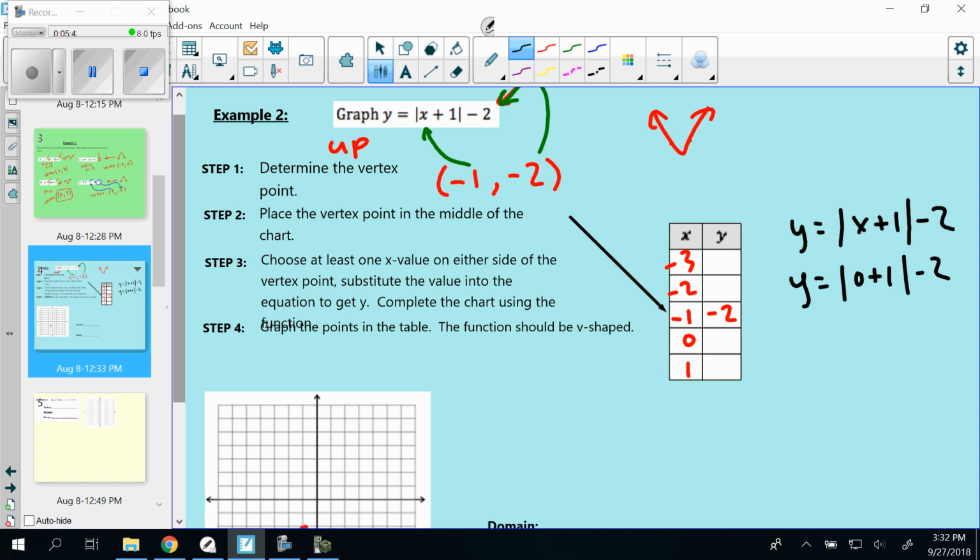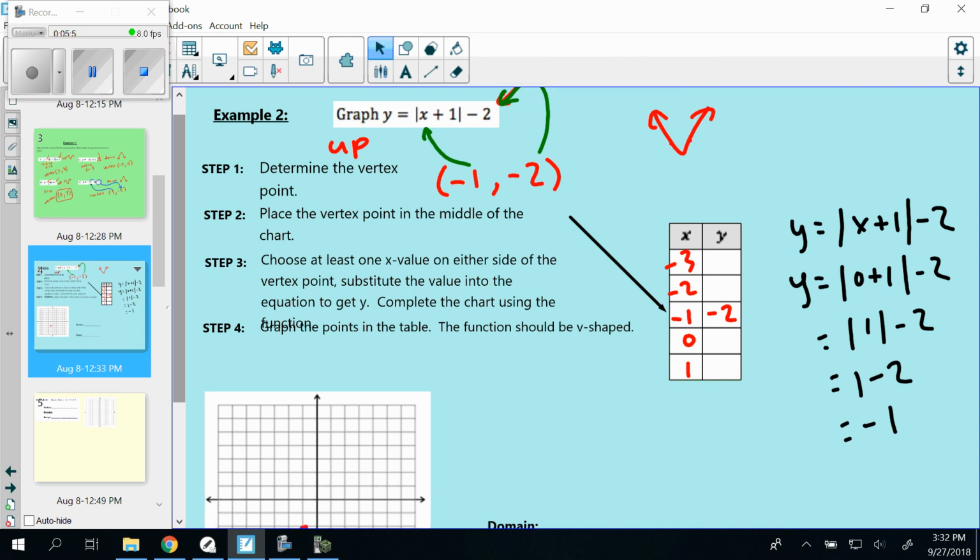Well, 0 plus 1 is 1. Absolute value of 1, still 1. 1 minus 2 is going to be -1. And so now we know this is going to be -1. Similarly, if we put in -2, it should also give us -1. Just to show you that, we'll solve it out and see what you get.